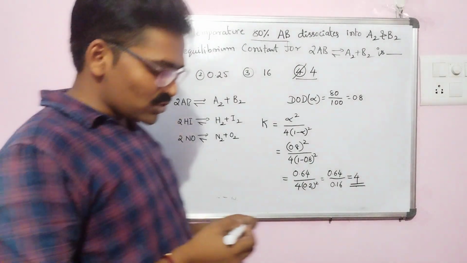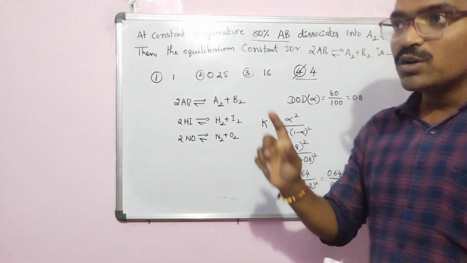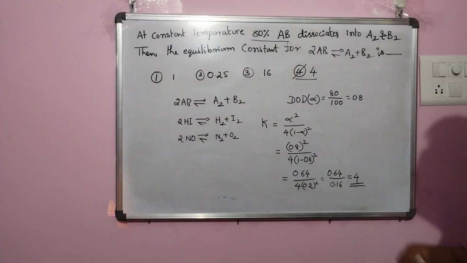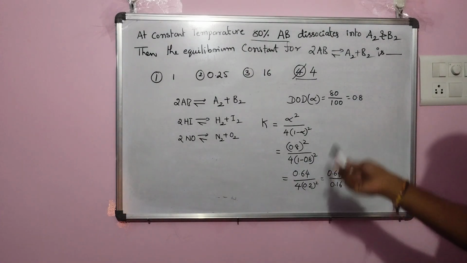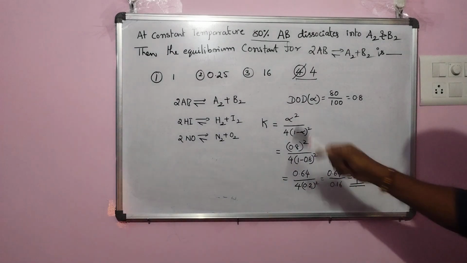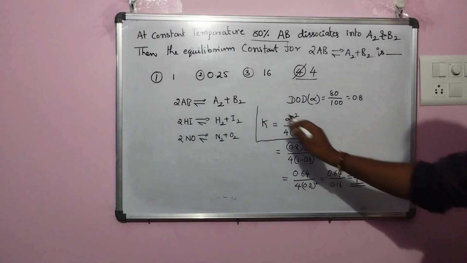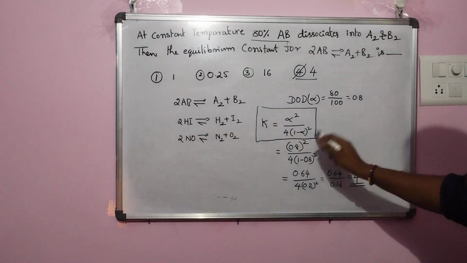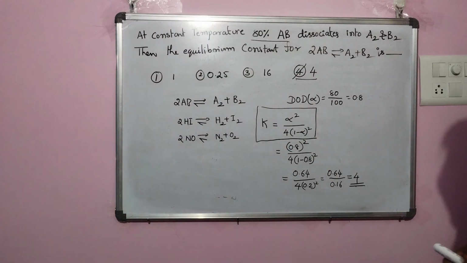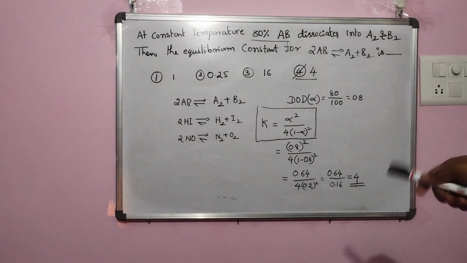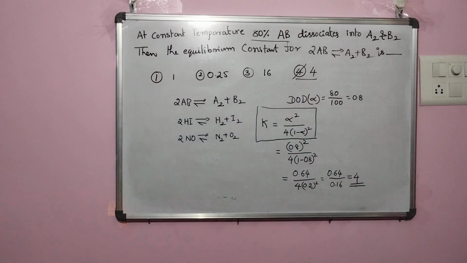Listen, my dear students. For 2AB giving A2 and B2, we can use this formula directly: equilibrium constant K equals alpha square divided by 4 into (1 minus alpha) whole square. Note it, then we'll discuss further.